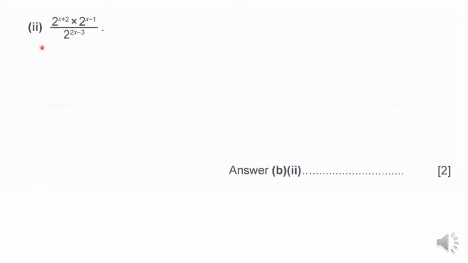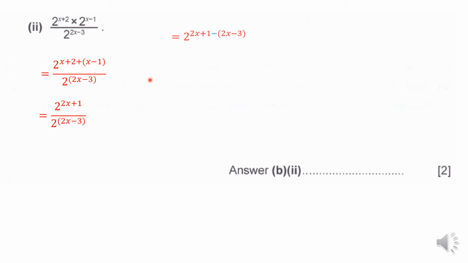Question, we have Roman 2 here. With this particular question, be on the lookout that you have 2 raised to the x plus 2 times 2 raised to the x minus 1, all over 2 raised to the 2x minus 3. Now you can't cancel, you have to simplify. Here you're multiplying the same bases, so you are adding the indices. So I'm taking x plus 2 and adding x minus 1. The denominator 2x minus 3 just remains like that. When you clean up the numerator, x plus x gives you 2x, and 2 minus 1 gives you positive 1.